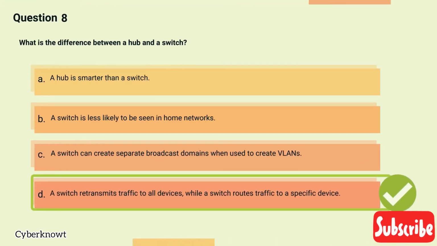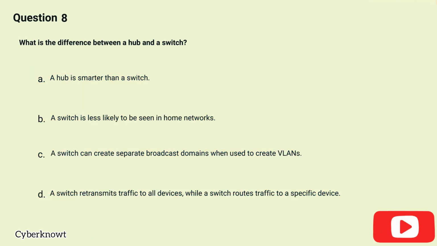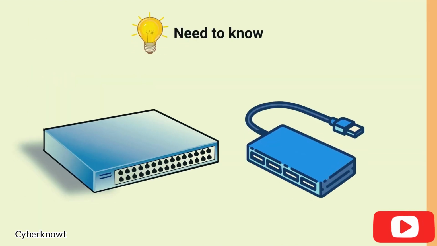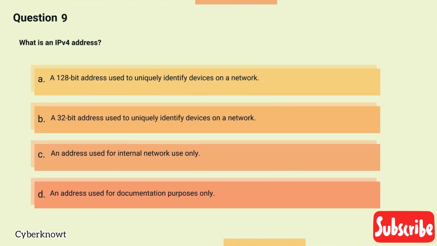A hub retransmits traffic to all devices, while a switch routes traffic to a specific device. Explanation. Switches route traffic to specific devices, while hubs retransmit traffic to all devices. Question 9. What is an IPv4 address?